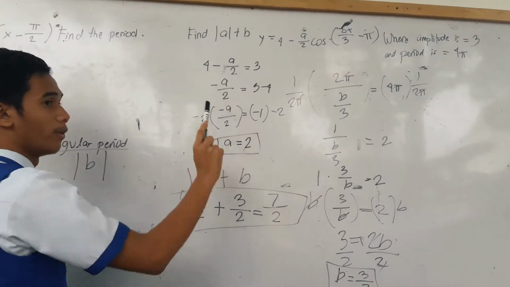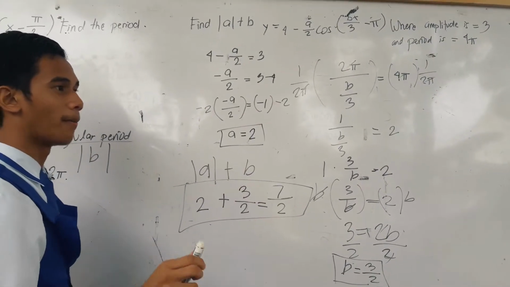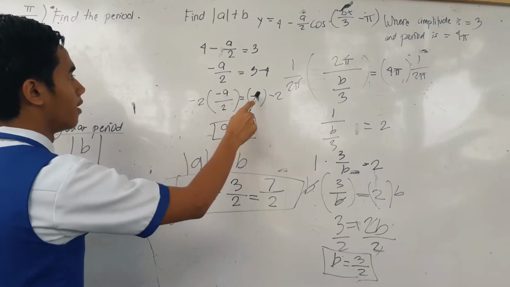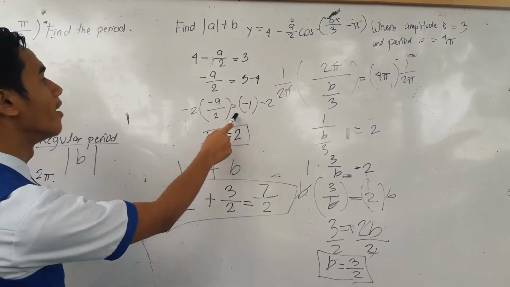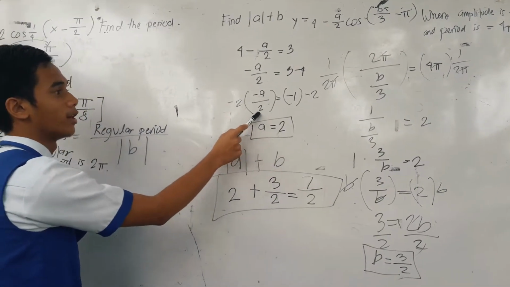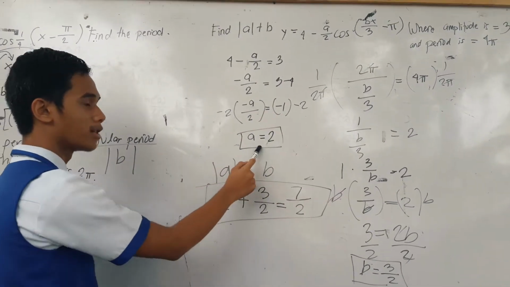Then we will do the addition property of equality. We'll do it here. So the answer would be negative 1. Then we will times it by negative 2 so that we can cancel the denominator here. Times on both sides, so a is equal to 2.